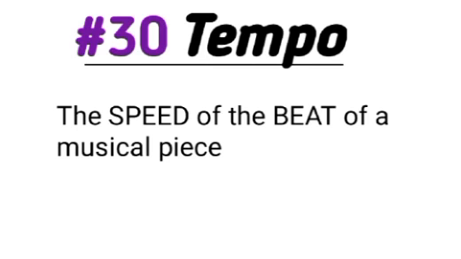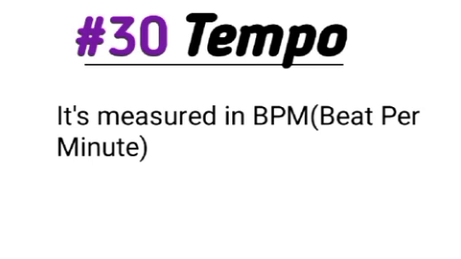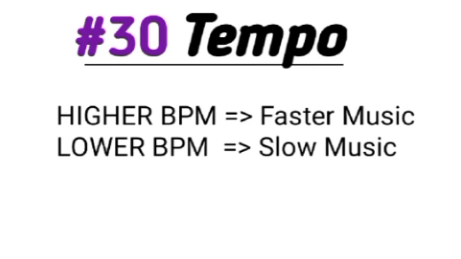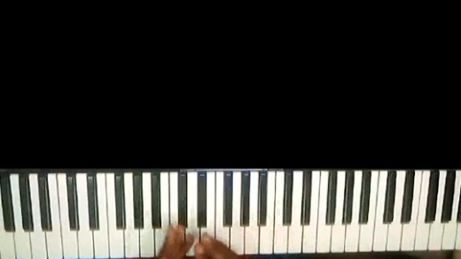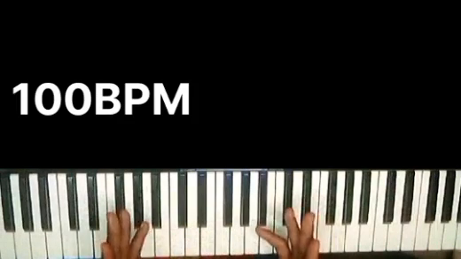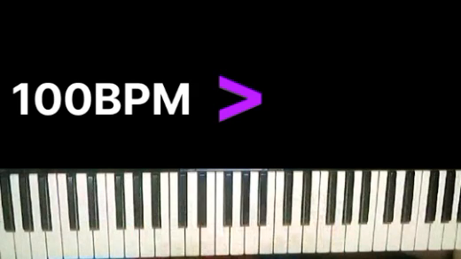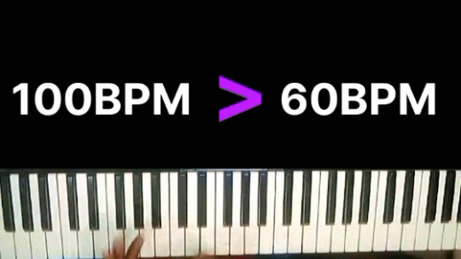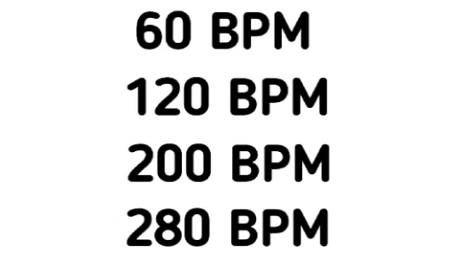Tempo. Now, tempo is simply the speed of the beat of a musical piece. It's measured in BPM, which stands for beats per minute. Hence, the higher the BPM, the faster the music, and vice versa. So let's say we have a musical beat that has a BPM of 100. It's going to be faster than music that has a BPM of 60, because the higher the number of beats that is covered within a minute, the faster the song. So to understand this better, let's compare different beats with different BPM.